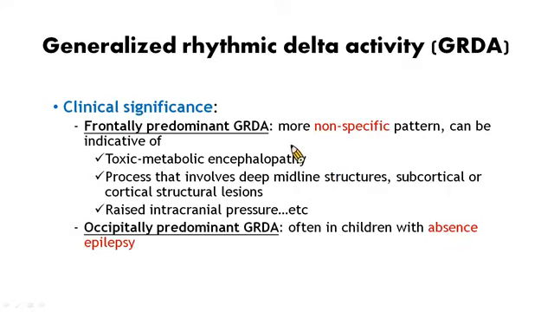FIRDA is more nonspecific. It can be indicative of toxic metabolic encephalopathy, process that involves deep midline structures, subcortical or cortical structural lesions, or IICP, and other many etiologies. OIRDA is more often seen in children with absence epilepsy.